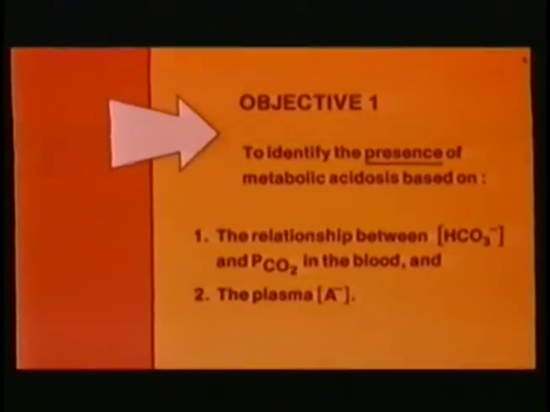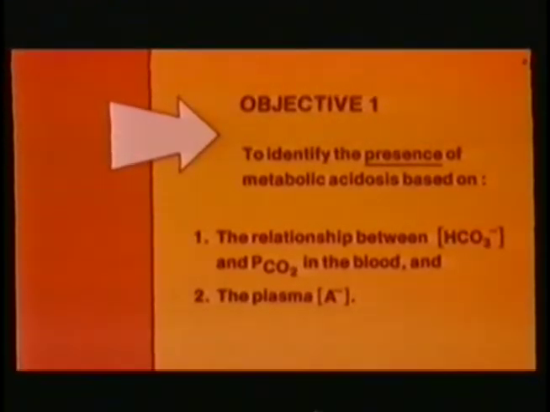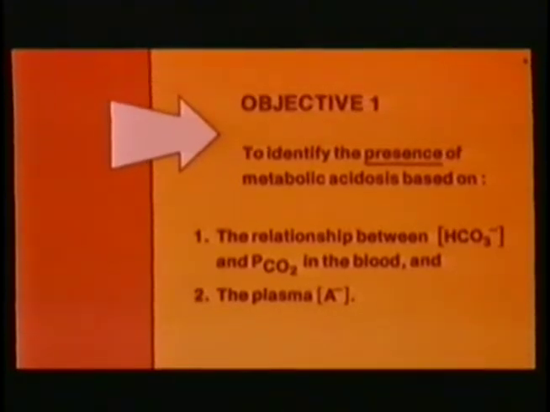Our first major objective is to identify the presence of metabolic acidosis based on: 1. The relationship between bicarbonate concentration and carbon dioxide tension in the blood, and 2. The plasma concentration of unspecified anions.